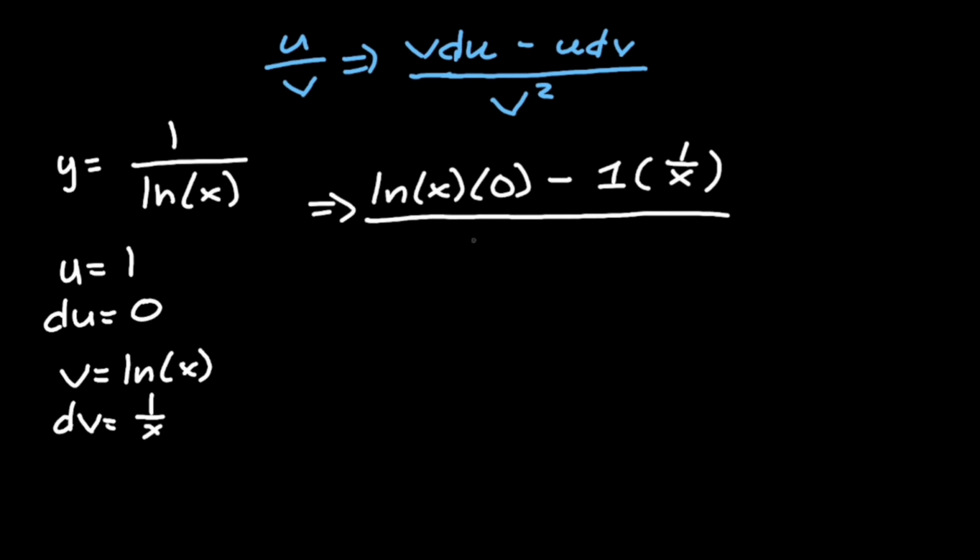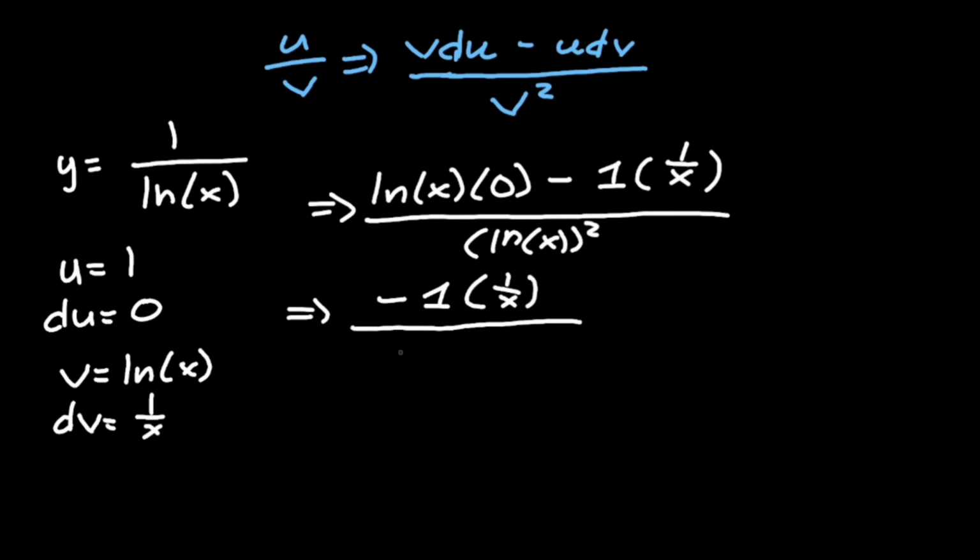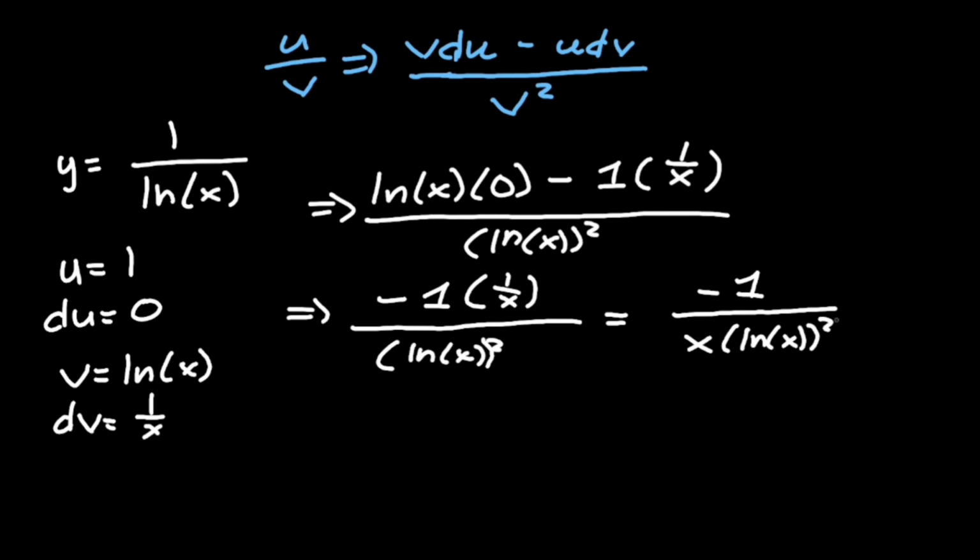over v squared, which will be ln of x squared. Simplify this, you will get negative 1 over x, over ln of x raised to the power of 2. Simplify this even further and you will get negative 1 over x times ln of x raised to the power of 2.